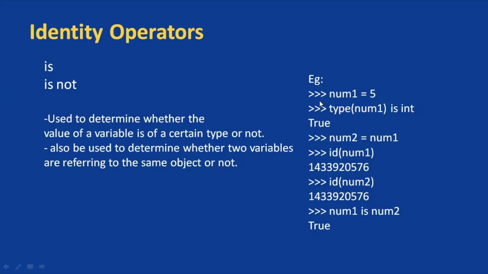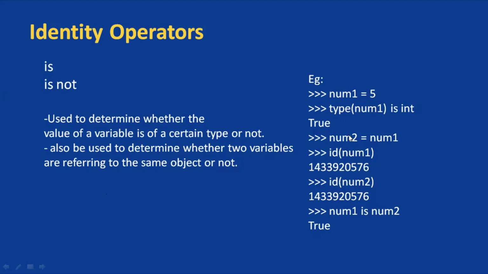We will check its type first. Num1 equal to 5. Here I am going to check the type. Type of num1 is int. We are checking whether the variable type is integer. Yes, it is integer, so the result will be true.